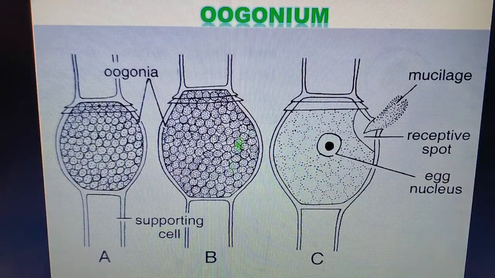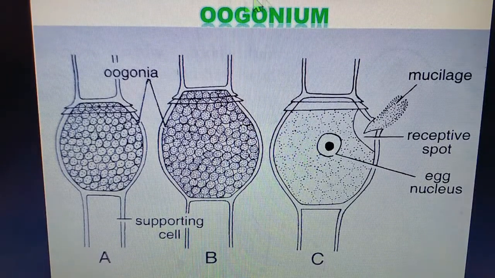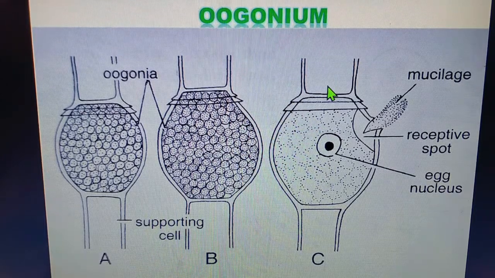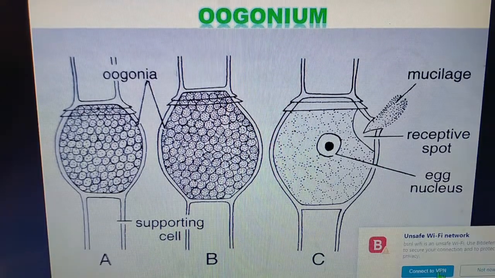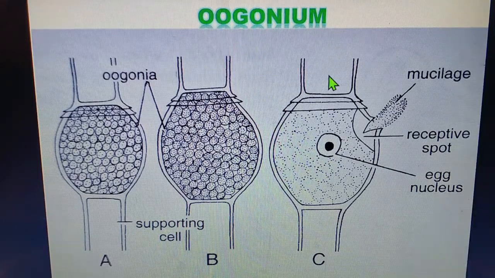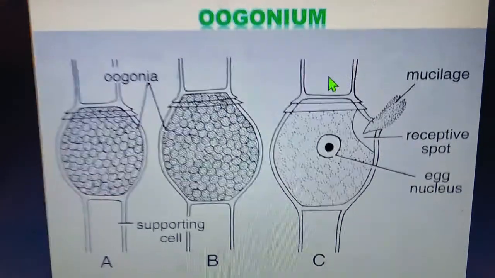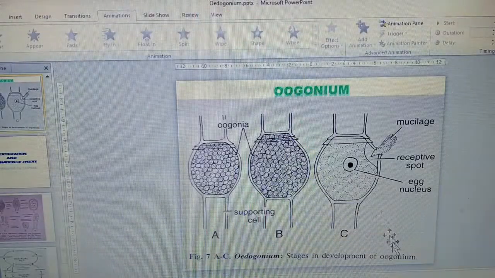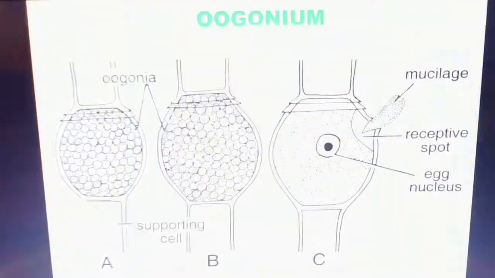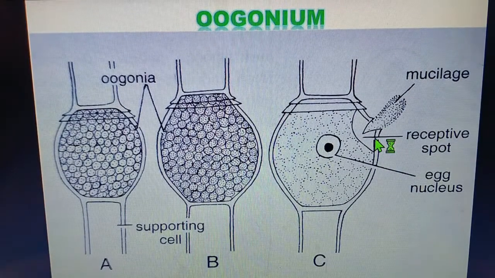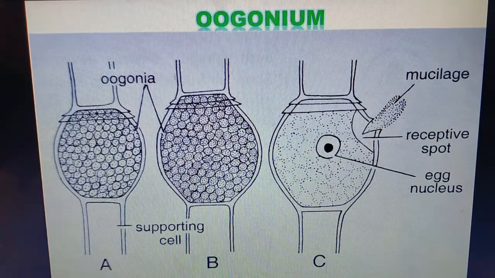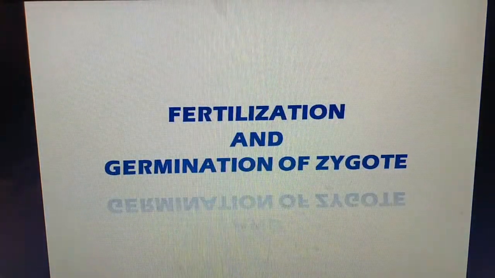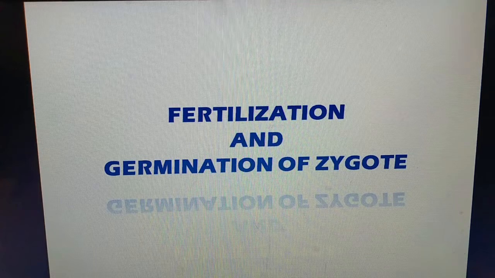So in the last video I had discussed the development of Oogonium as well as the Antheridium, right? So in this particular video I am going to discuss fertilization. Now the process of fertilization is similar in both the Macrandrous as well as the Nannandrous species.